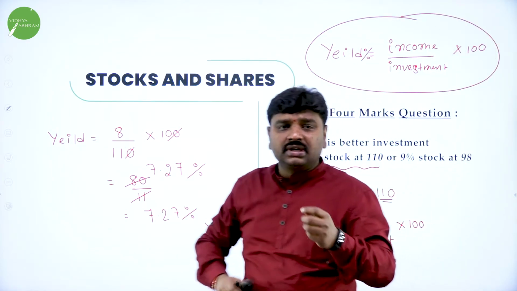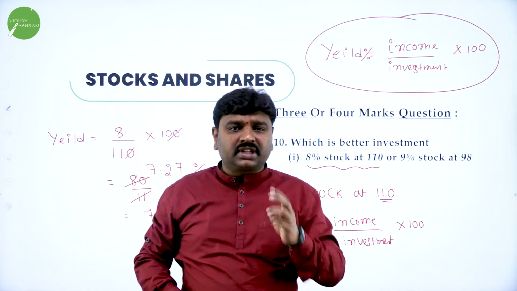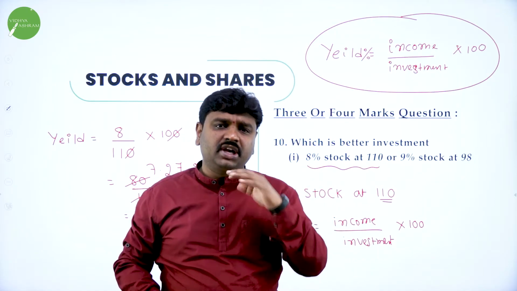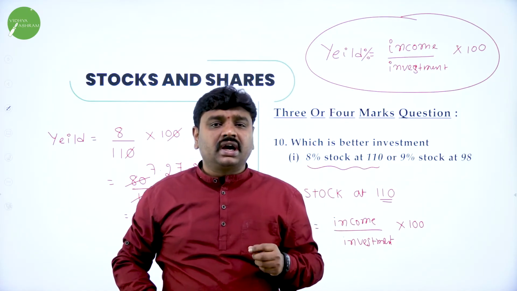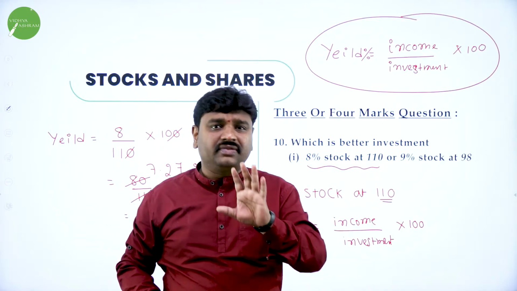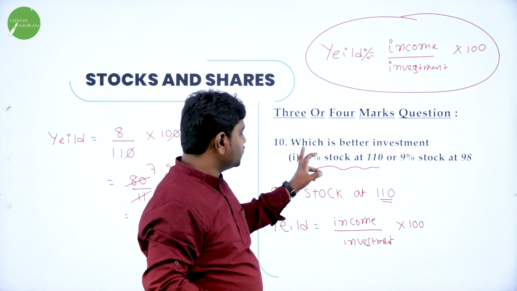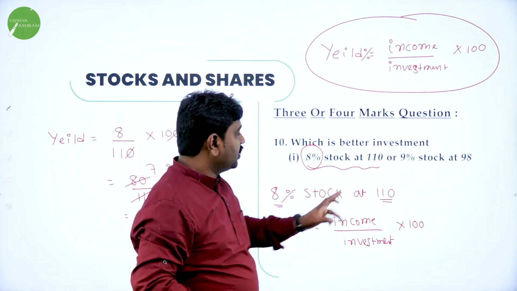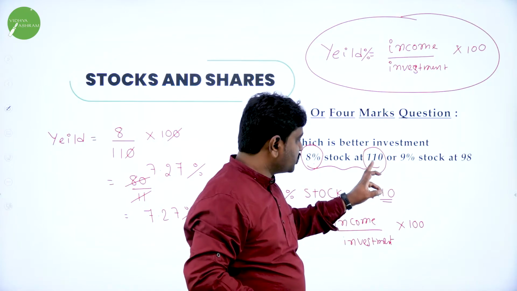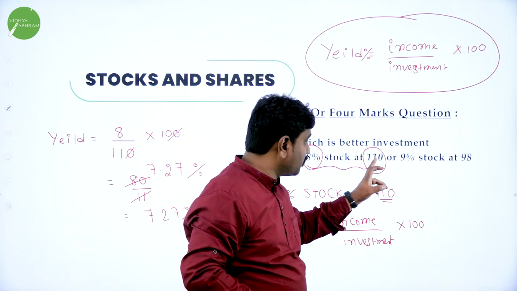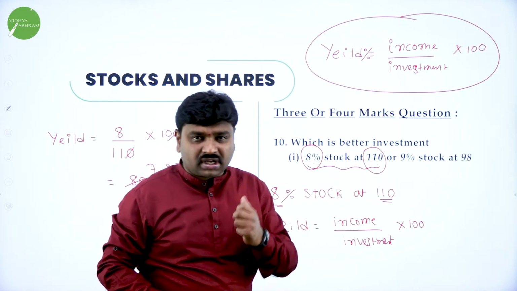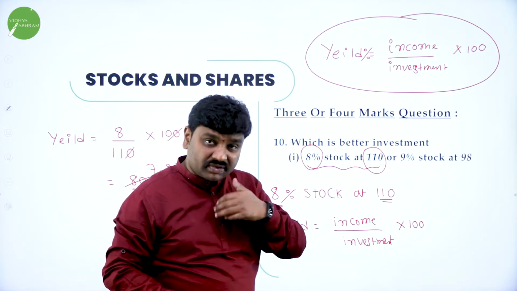Income means the dividend they are giving you. 3% stock means income is 3. 8% stock means income is 8. And the rate at which you are buying is your investment. Here 8% means this is your income, and at 110 means this is your investment, or we can also call this investment the market value. We always purchase stocks or shares at market value, that is our investment.